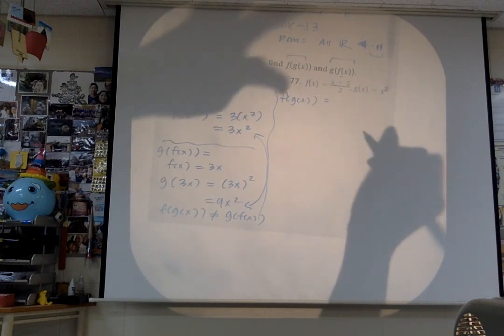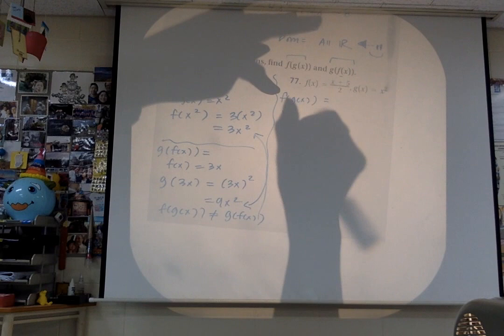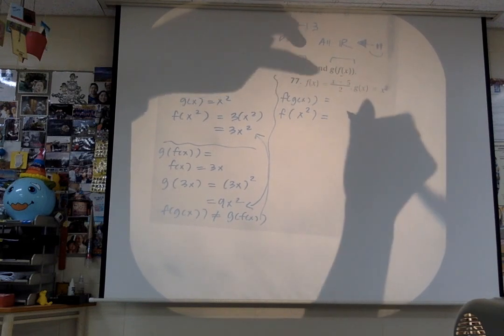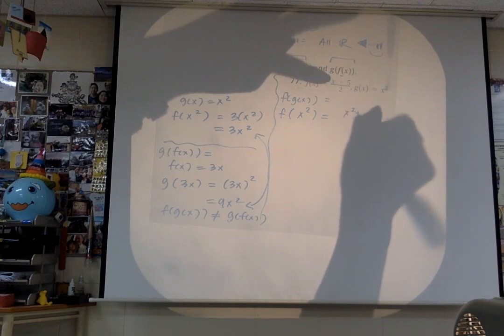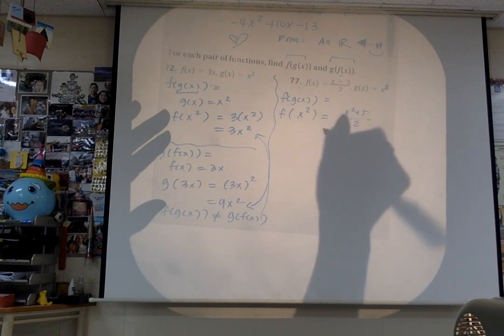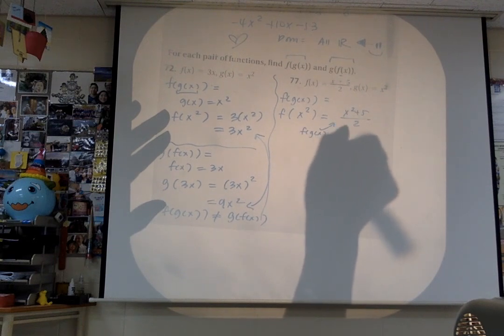So you can see that g of x becomes f of x's domain. So I'm going to plug in x squared into f. I skipped a step now, right? So instead of putting just x, I'm going to put x squared plus 5 all over 2. That's the final answer, yeah? So this is our f of g of x, okay?